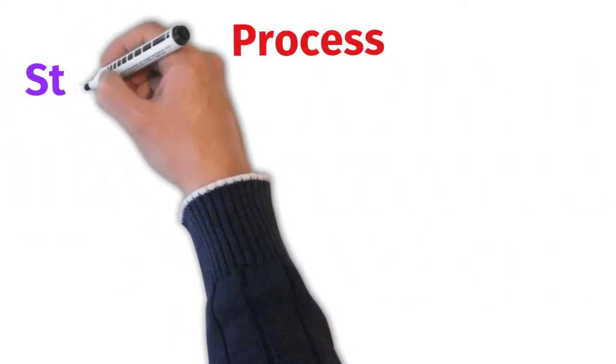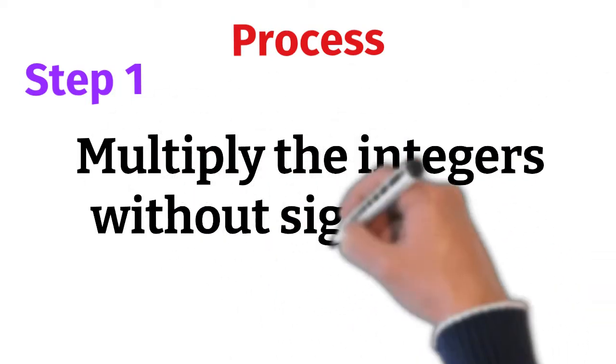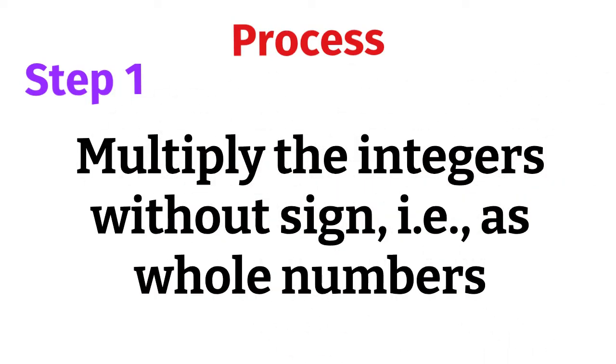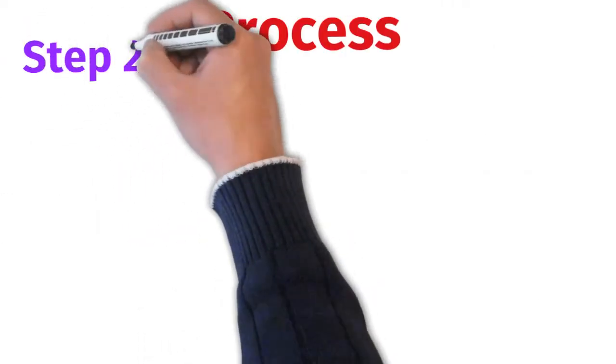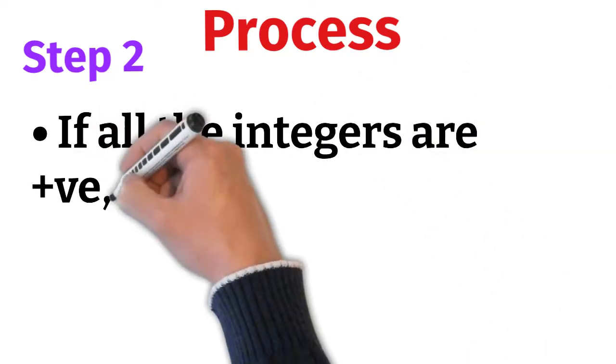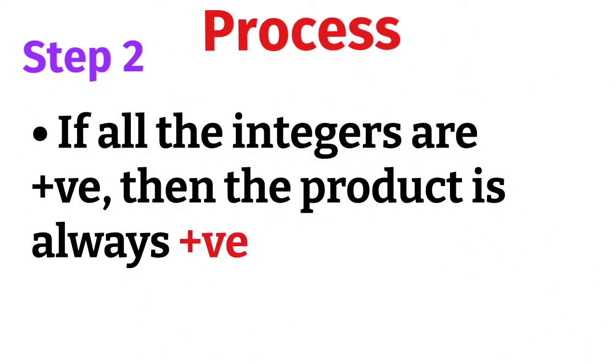First step is the same as multiplication of two integers. That is, multiply the integers without sign, that is, as whole numbers. Next, the rules are like this. If all the integers are positive, then the product is always positive.